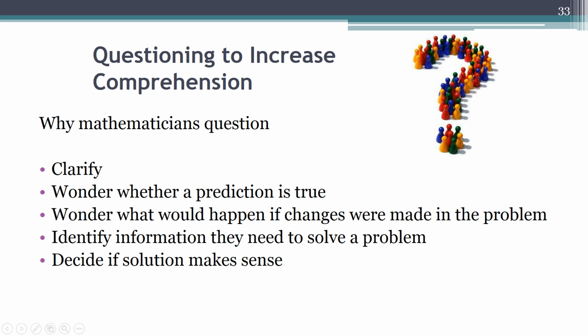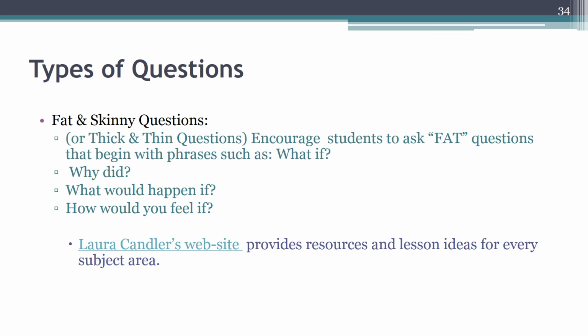Questioning is also very important in math, and questioning brings us to that higher order thinking. So mathematicians themselves question to clarify things. They've made predictions and they want to check if their prediction is true. They wonder what would happen if something changed in a problem. They might question to try and find the information they need to solve a problem. Or they may question a solution to see, does this make sense to me?